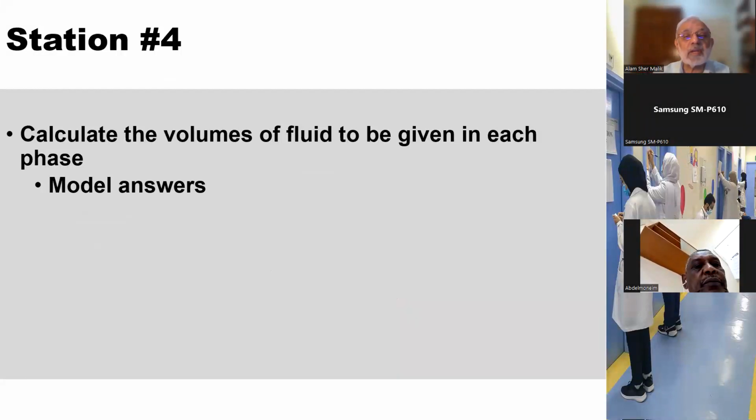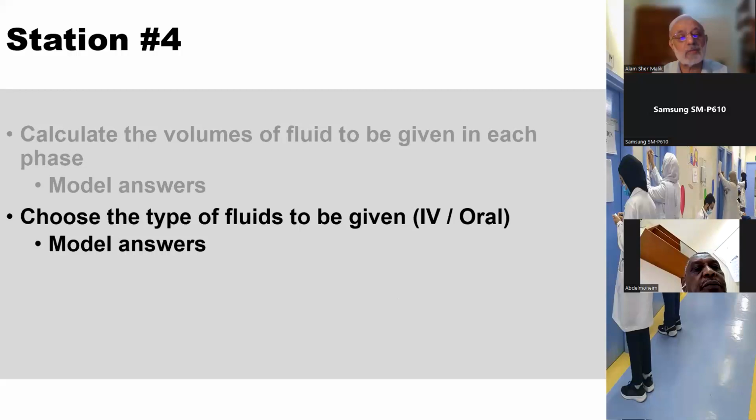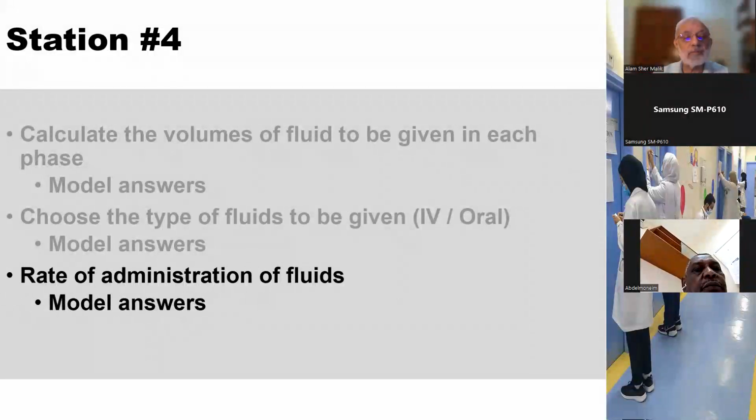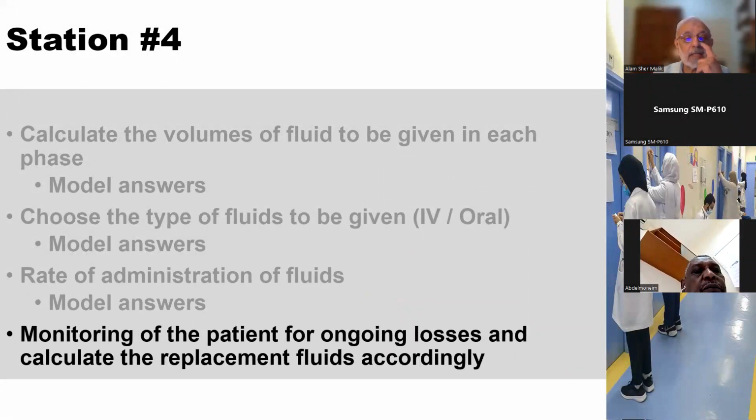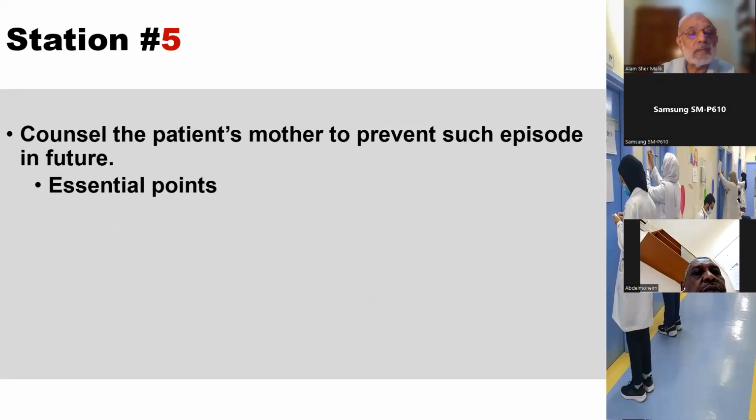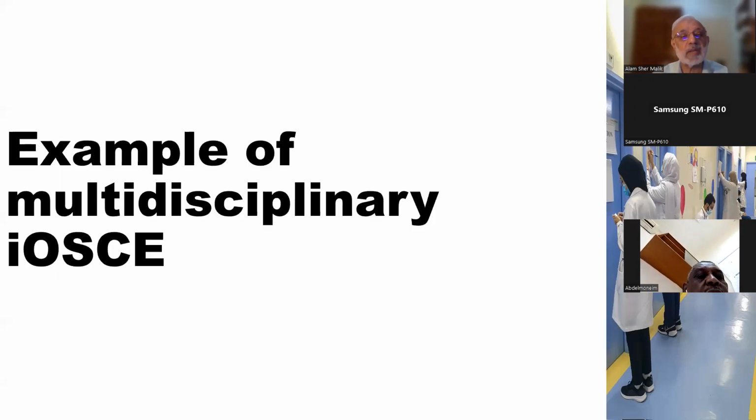So calculate the volumes of fluid to be given in each phase. That would be the real activity on this station, where the student would calculate, and then choose the type of fluid and how the fluid would be administered. The final station would be to counsel the patient's mother to prevent such episodes in future, and again the model answer would be provided.